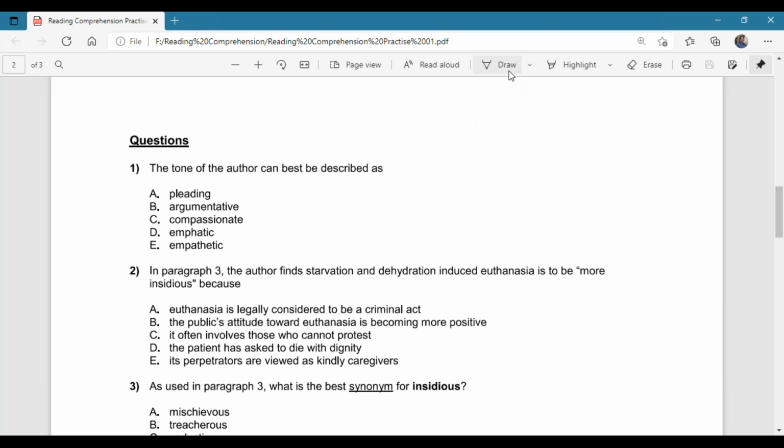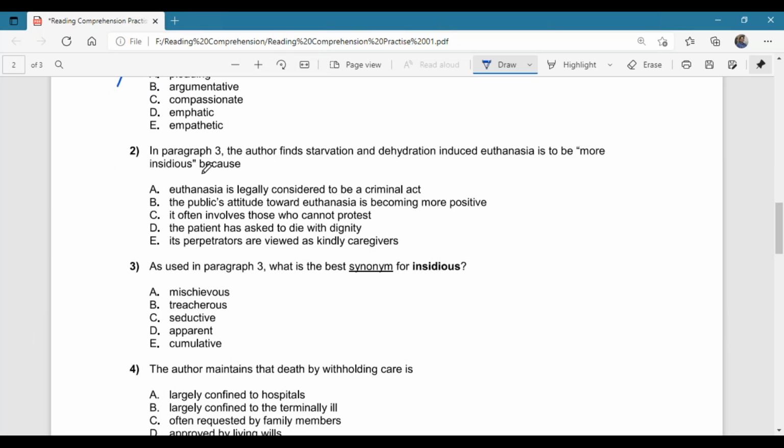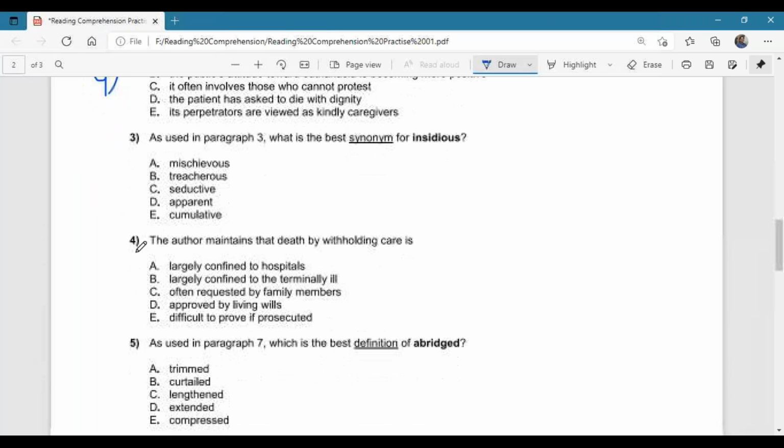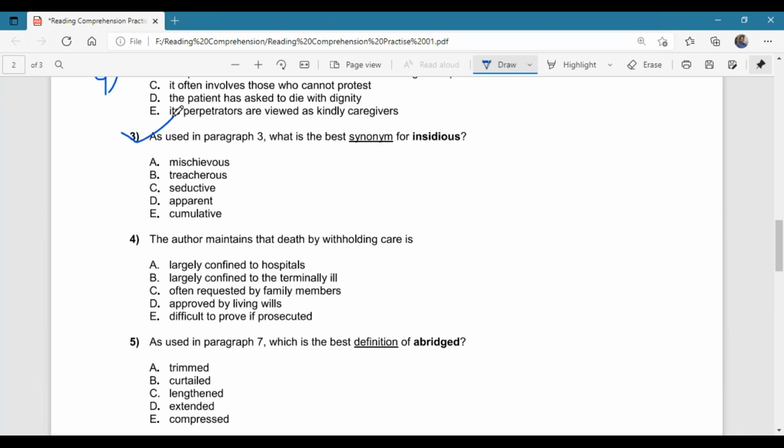For example, you cannot solve this question first, because for the tone of the author, you need to read the complete passage. In this one also, it may not be possible immediately, but as he has given paragraph 3, maybe just by reading paragraph 3, you may try to identify it. Now this can be solved easily, because it is just asking the synonym for inside ears.